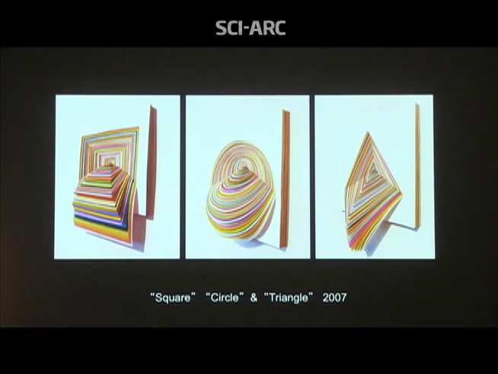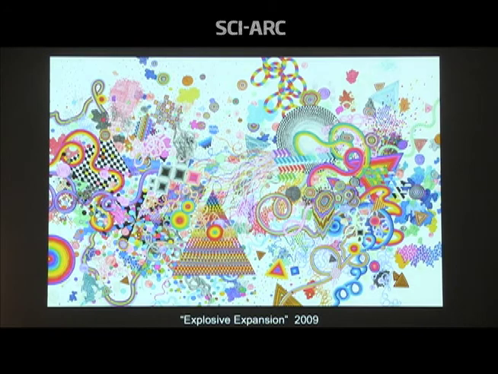So this is square, circle, and triangle. These are all just stacks of paper that I hand cut with the X-Acto and folded. And yeah, just a study in geometry. This is explosive expansion. It's a drawing that I made in 2009.